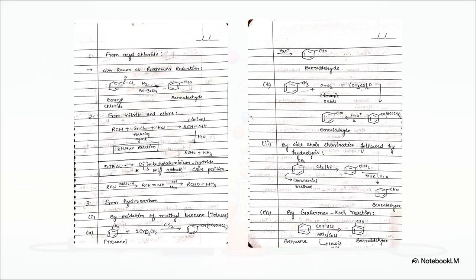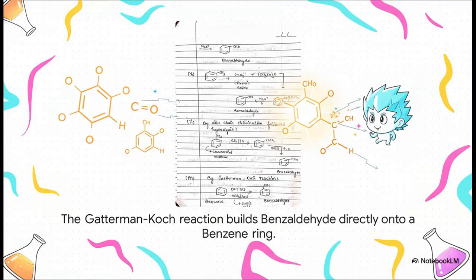Same starting point, same product, just a slightly different flavor of reagent. And for our 4th and final method for aldehydes, we have the Gattermann-Koch reaction. Now this one is really cool. It takes a plain old benzene ring and, using carbon monoxide and HCl with a catalyst, it slaps an aldehyde group right onto it. This is an awesome way to build complexity from a very simple base.